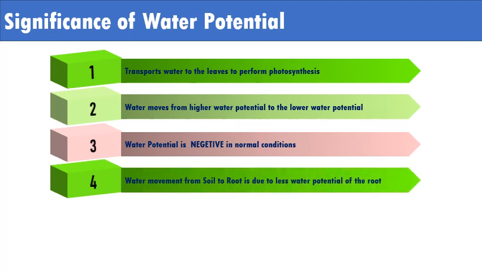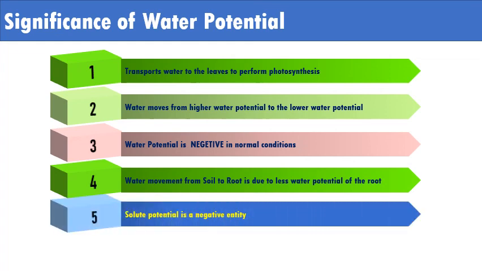And water movement from soil to root is due to the lower water potential of the root. That is where water will move inside the root, so it is very important for a plant. Roots should contain less water potential, so more salts and more solutes should be present inside the root than in the soil. And solute potential is a negative entity. Pressure potential should be a positive entity, whereas solute potential is a negative entity, and together they form water potential as a negative entity.